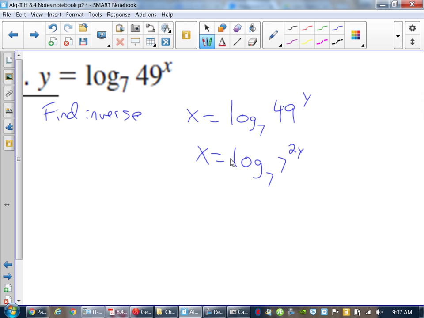Okay. What can I do on the right side of this equation? Basically I can undo my log here because they have the same base, which means then I have x equals 2y. Very good. Or 1/2 x, however you want to write it. And that's the inverse. That'll be your inverse.